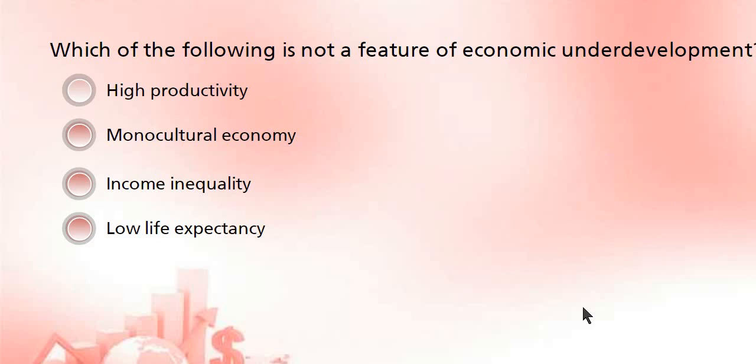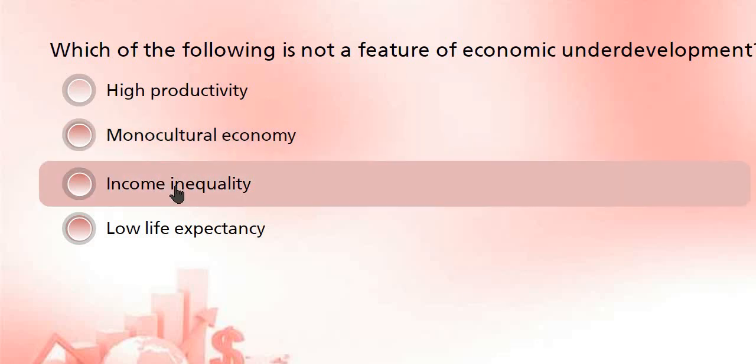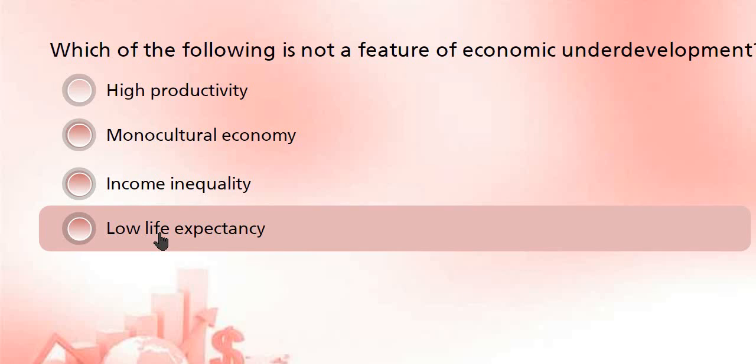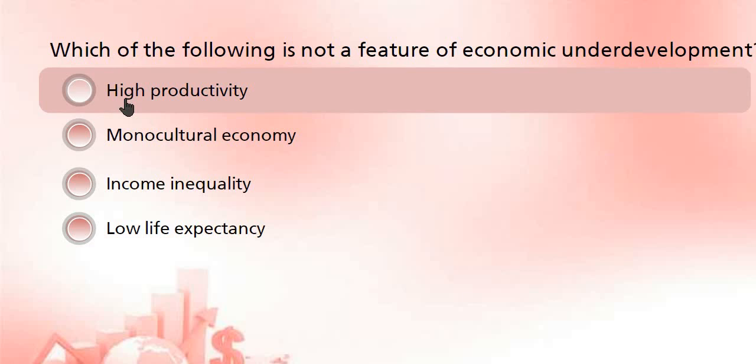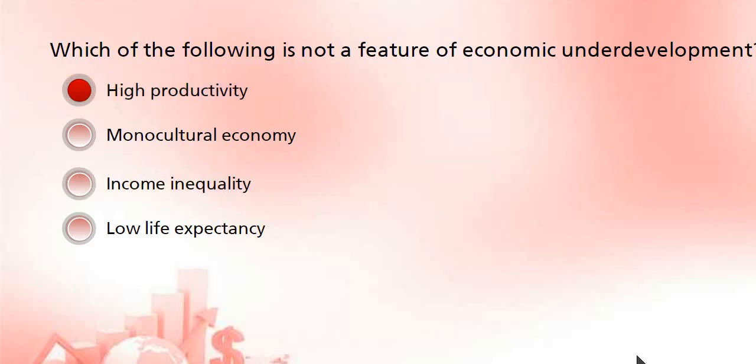Question 41. Which of the following is not a feature of economic underdevelopment? A. High productivity, B. Monocultural economy, C. Income inequality, D. Low life expectancy. The right answer is high productivity. High productivity is not a feature of economic underdevelopment, but all other options are.